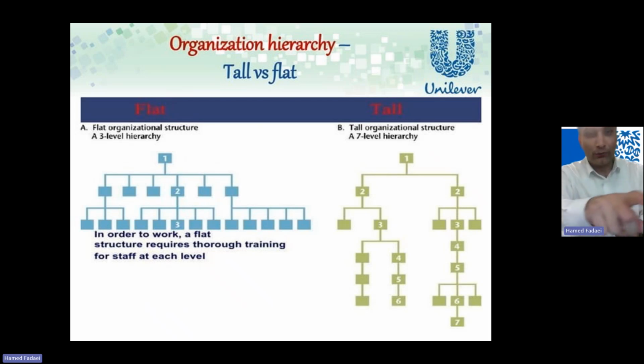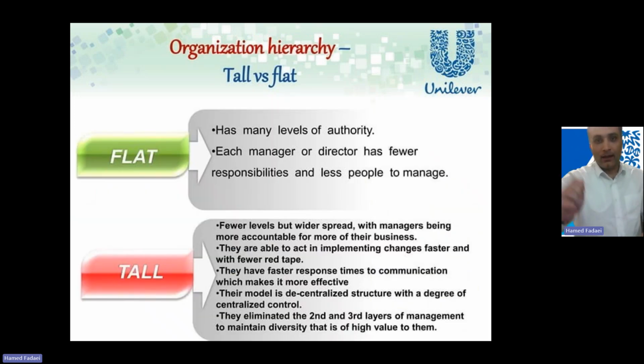And you will see here the organization hierarchy of Unilever. They have two parts, flat and tall. You will see here the flat is organized like that, and the tall is like this. And what are the benefits and drawbacks, the advantages and disadvantages? The tall has many levels of authority. Each manager or director has fewer responsibilities and fewer people to manage, but the flat has fewer levels but wider spread, with the manager being more accountable for more of their business, and the rest you will see here.